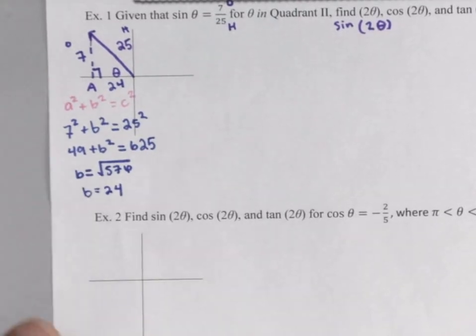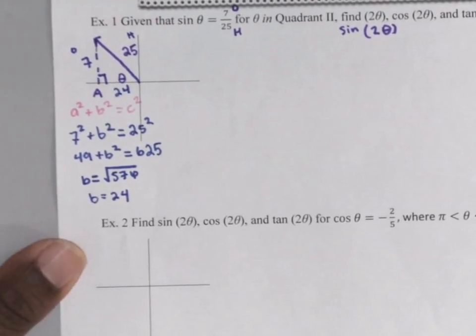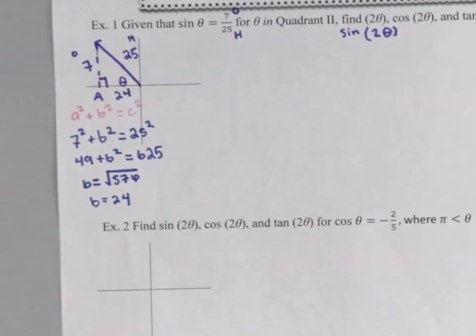So now I got all my sides. I can find all of my ratios that I need. So we were given sine. Let's see what cosine's ratio would be. We said cosine was A over H. Adjacent side 24. Hypotenuse 25.